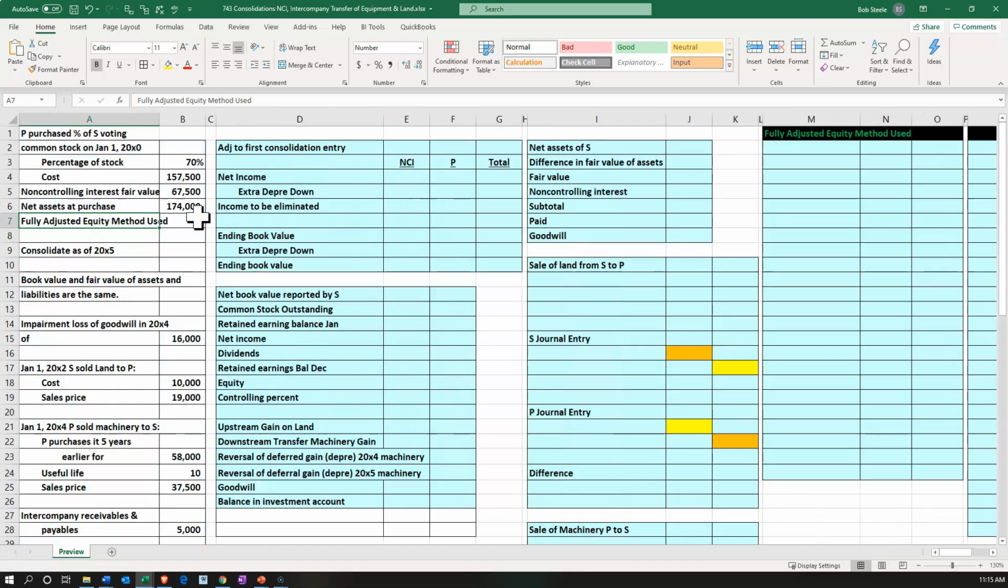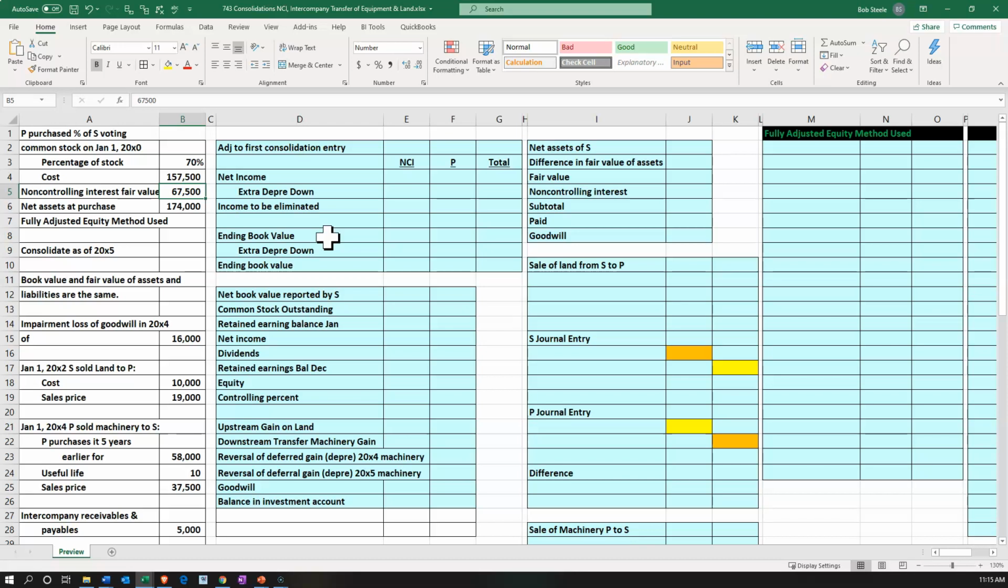Let's go back to the data on the left, which says P purchased a percent of S voting common stock on January 1st, 2000 X0. P is the parent, S the subsidiary. Purchase took place in 2000 X0. Percentage of stock that was purchased 70%, therefore non-controlling interest will of course be 30%. Cost 157.5 for the purchase of P's 70% interest in S.